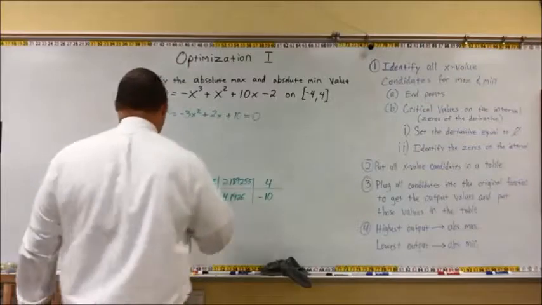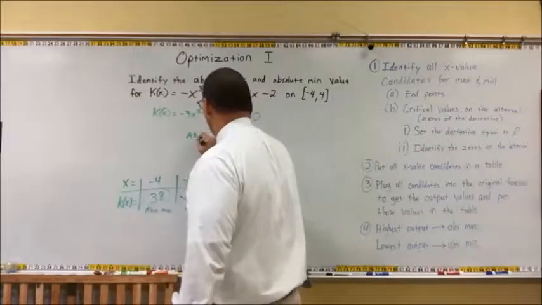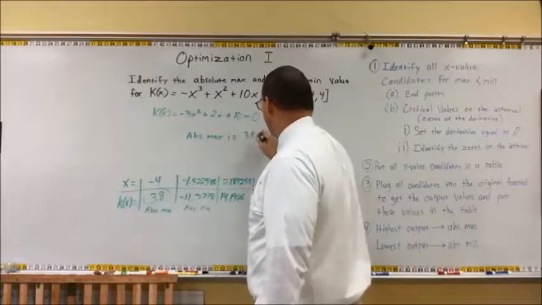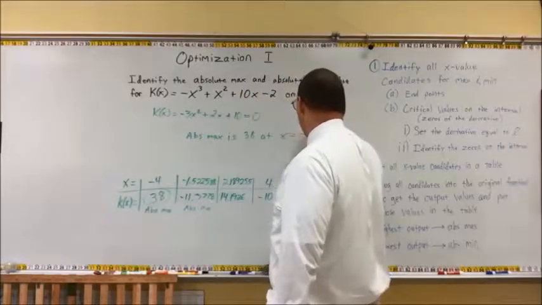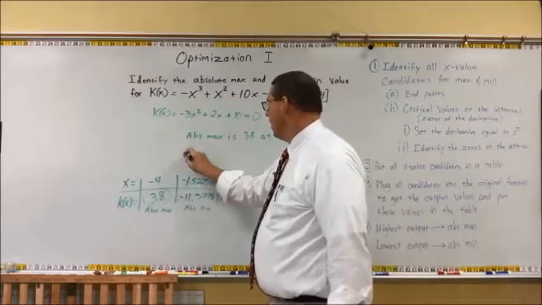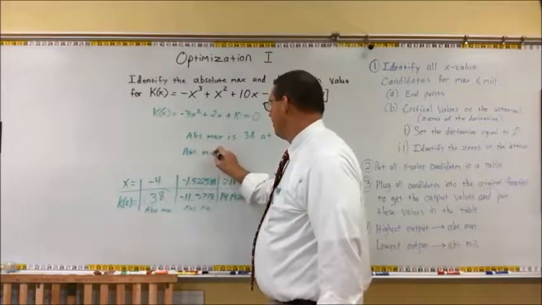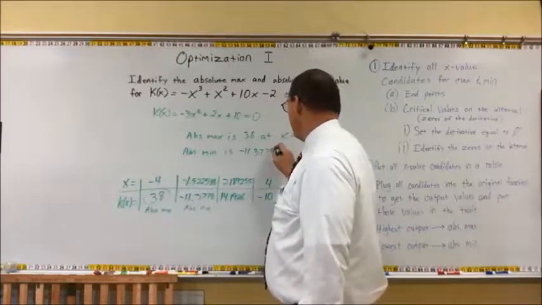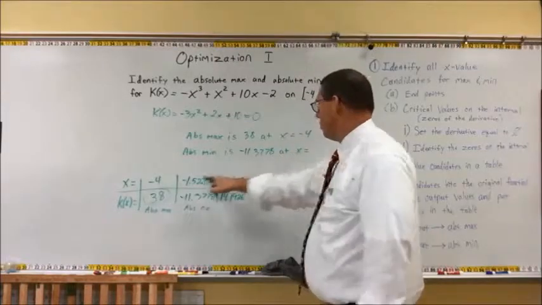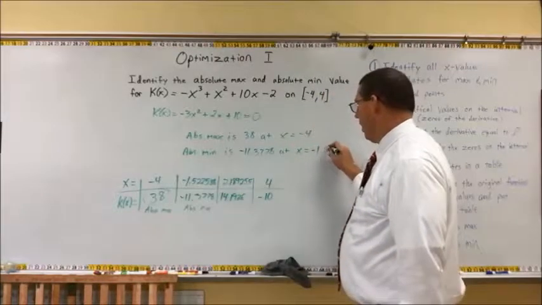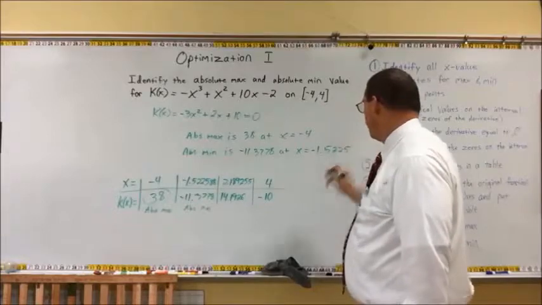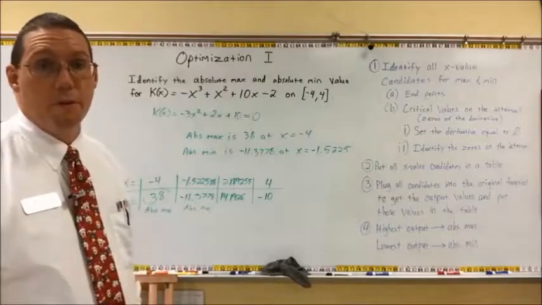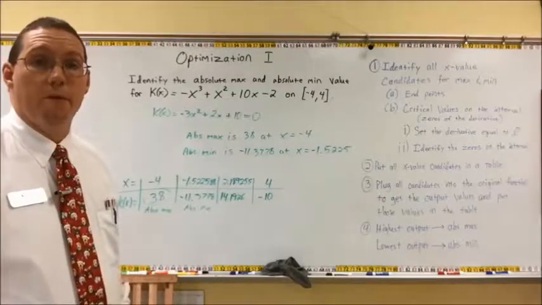And so I'm going to answer the question. I'm going to say that this function has an absolute maximum of 38 at x equals -4. It's one of the endpoints. Then the absolute minimum is -11.3778 at x equals -1.5225. That's good enough. And that is the answer to this. Hopefully that's what you got when you paused the video and you tried it yourself. Let's try a couple more examples.